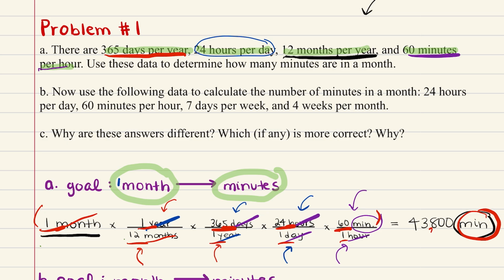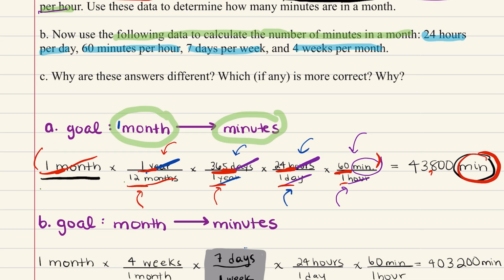They also want us to calculate the number of minutes in a month, and they specifically want us to use the following data. So we're going to get some new conversion factors that they want us to use to calculate pretty much the same thing. How many minutes are in 1 month? We're given that there are 24 hours per day, 60 minutes per hour, 7 days per week, and 4 weeks per month. So again, let's set this up properly.